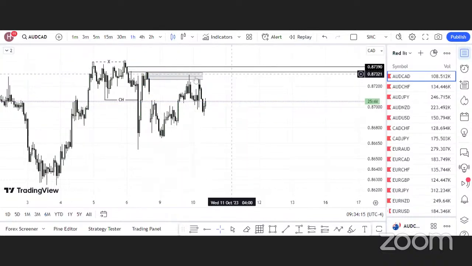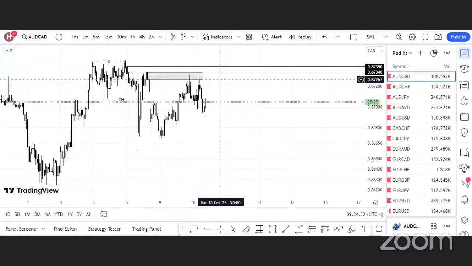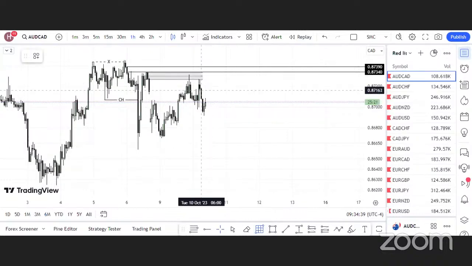So a lot of people are anticipating a sell trade here. And as an ICT trader, we stay away from this kind of liquidity zone, because this is the area where most people lose their money. So we don't want to lose money.